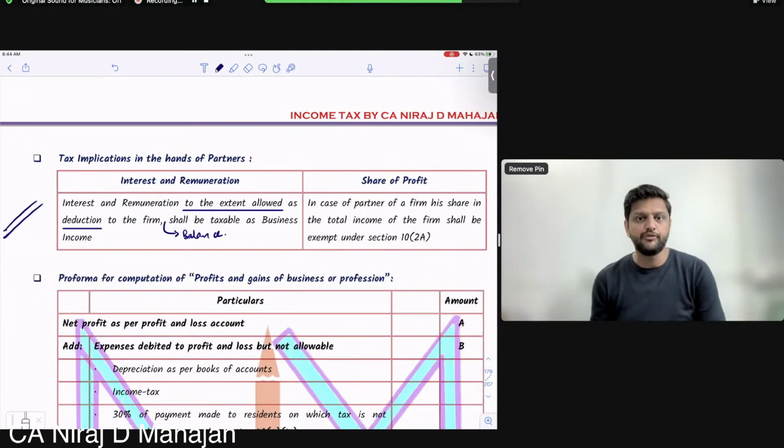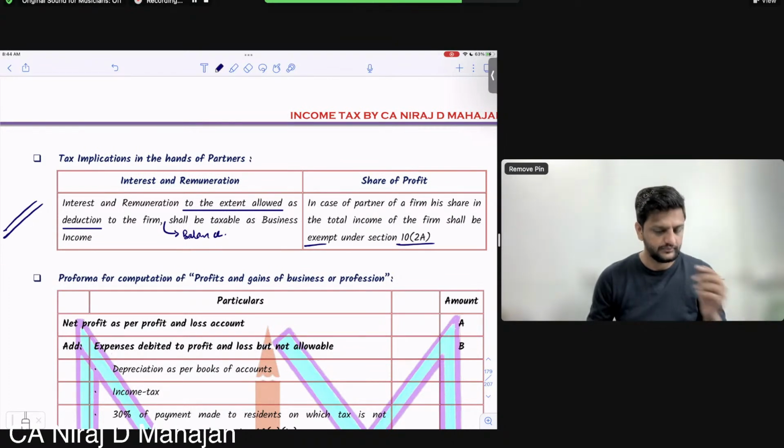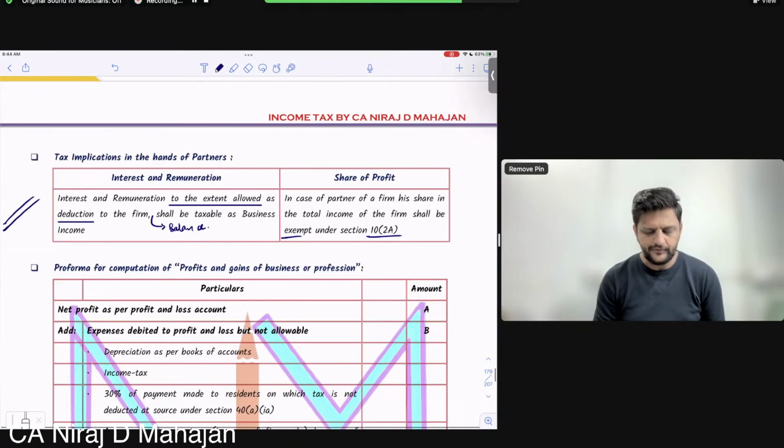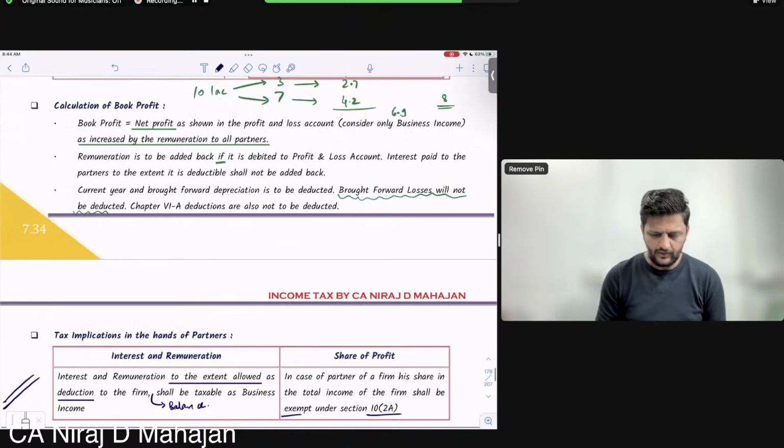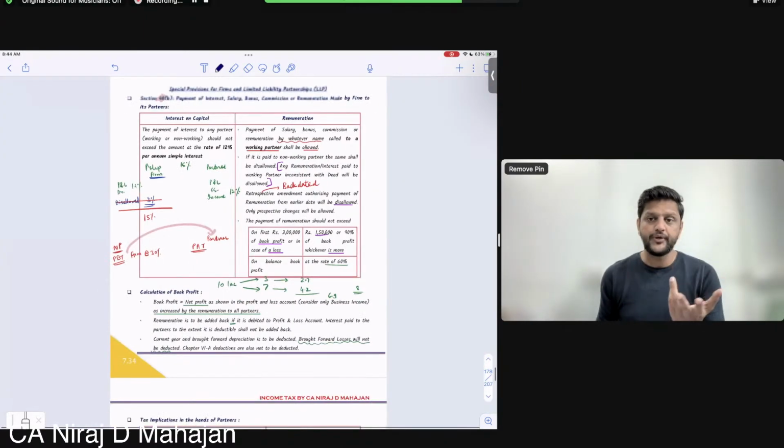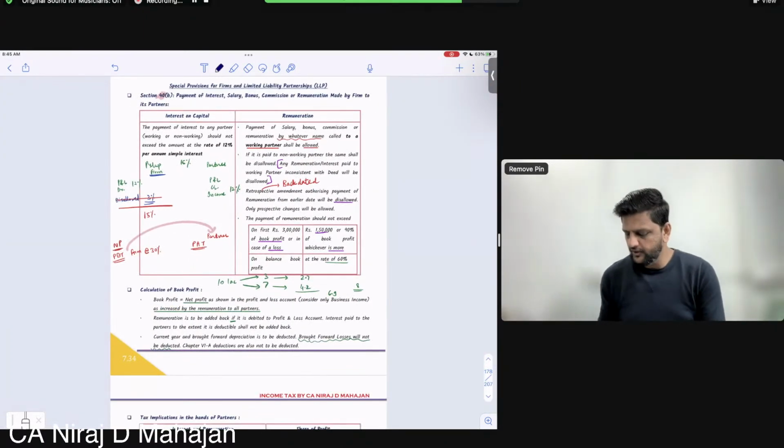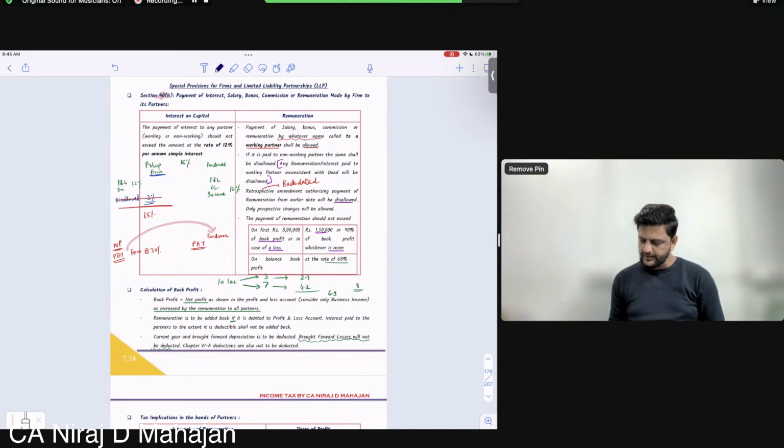Then share of profit. In case of a partner of a firm, his share in the total income of the firm shall be exempt under section 10(2)(a). This we have already covered. So basically, bachcho, we are now computing what remuneration is allowable and not allowable in the hands of the partner.